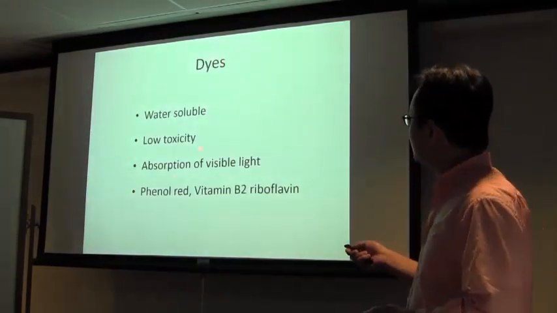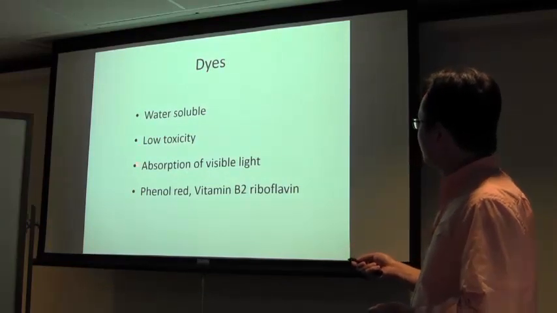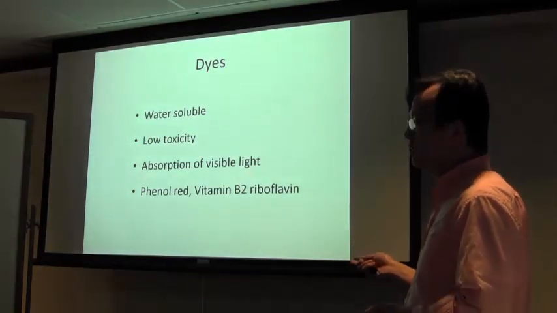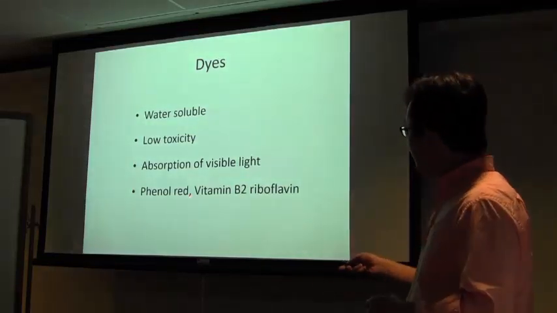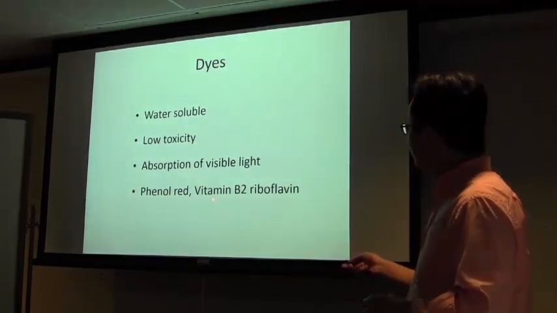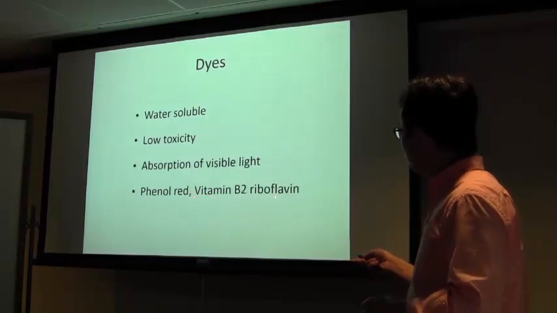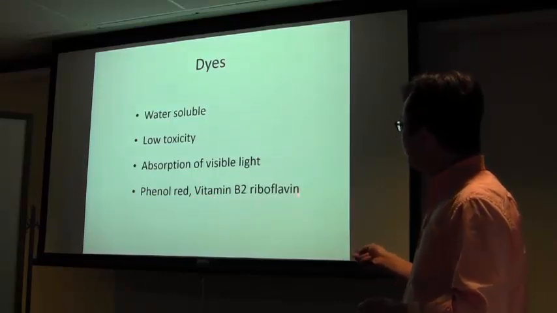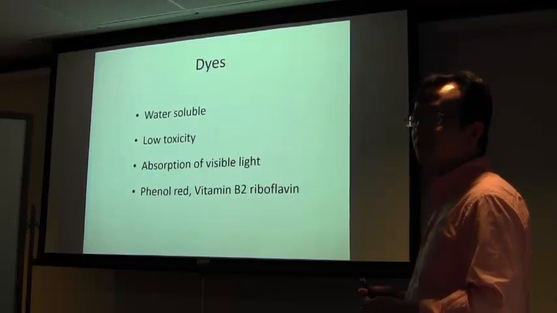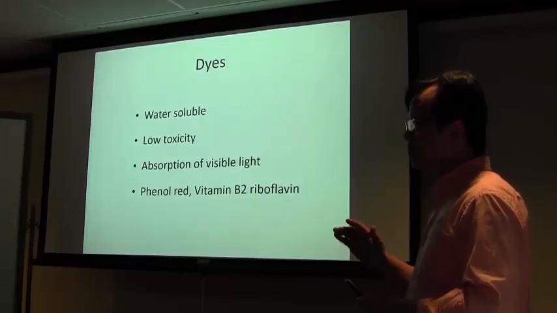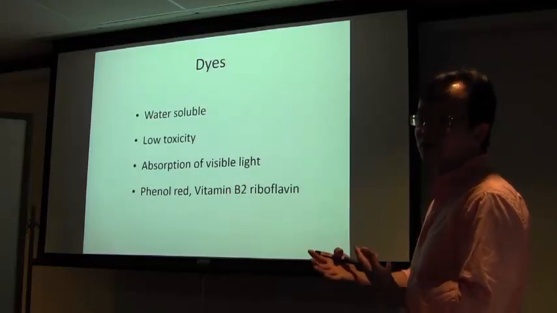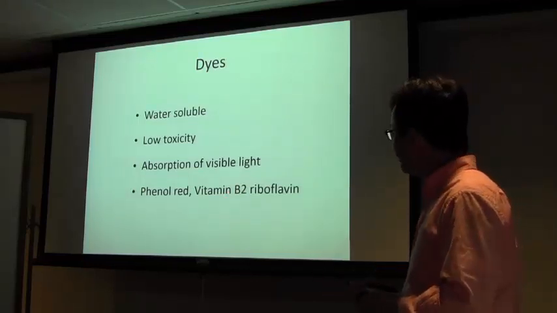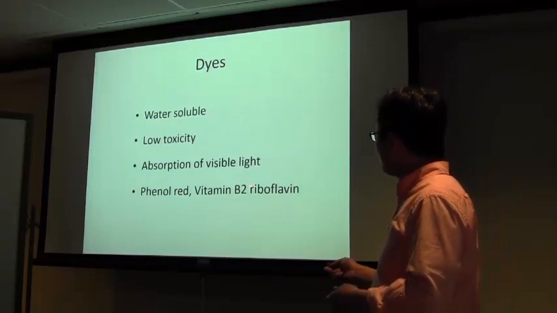The dye should also be water soluble, non-toxic, and it should absorb visible light. Otherwise, it cannot work to block the light, right? The one I use now is called fluorite, or also vitamin B2, riboflavin. This one is very, very promising. It's a yellowish compound that can block the light really well. Also, because it's a vitamin, you don't mind getting some additional vitamin in the scaffold. So I'm testing more and more using this one.